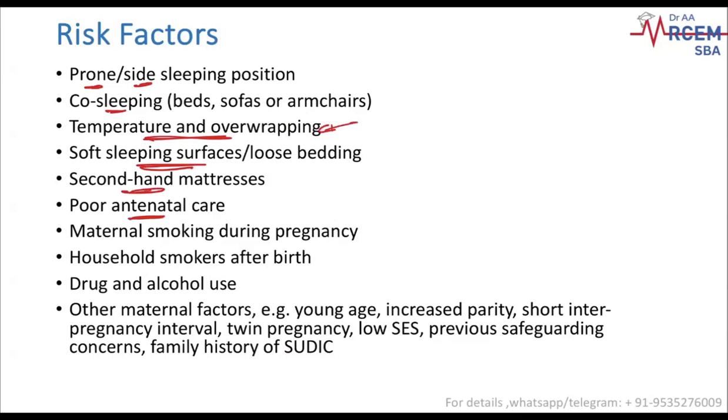Mother didn't have good antenatal care at all. Mom was smoking during the pregnancy, or there is a smoker in the house who smokes inside the house in front of the baby. There is drug or alcohol use in the family. Other maternal causes like young age, like 18 or 19 years. Increased parity, a short interval between pregnancies, just a few months apart, twin pregnancies, or low socioeconomic status. Previous safeguarding issues and a family history of SUDIC are all risk factors.